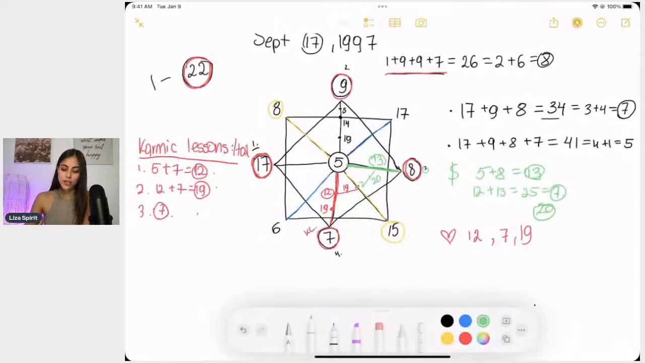Number 13. In general, all these 3 energies are about your career and what types of jobs you need to do in order to succeed. So your job, your activity, whatever you are doing in life, you need to have all these 3 energies. All of them are important.